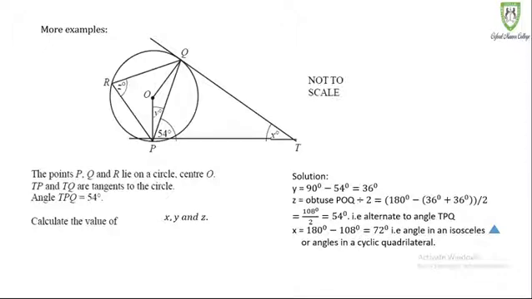So therefore, since we have gotten y as 36 and the triangle there is POQ, which is an isosceles triangle, so the base angles are equal, so we'll get the obtuse angle as 108, and when you divide it by 2 you get your z, which is 54 degrees. And also z is alternate to angle TPQ if you don't want to go through the first process. And to get our x, we have 180 degrees minus 108. How do we know? Angles in a cyclic quadrilateral.